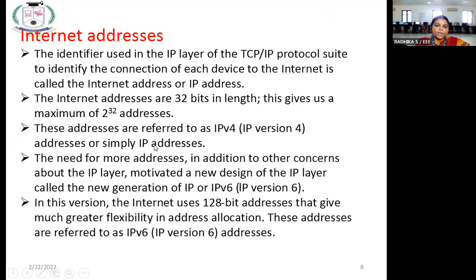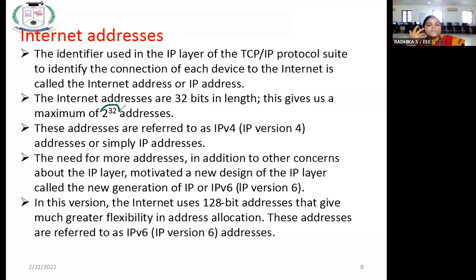So when it has a 2 power 32 combination, it is going to be generating this many addresses. So it is capable of giving 2 power 32 different addresses to the devices connected in the internet. So that is IP version 4 addressing.